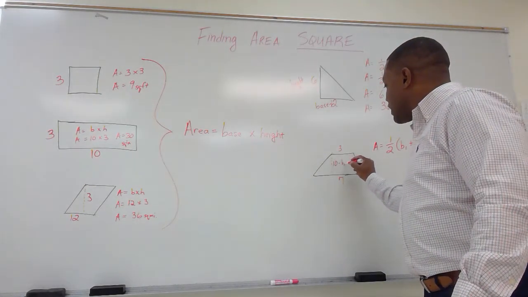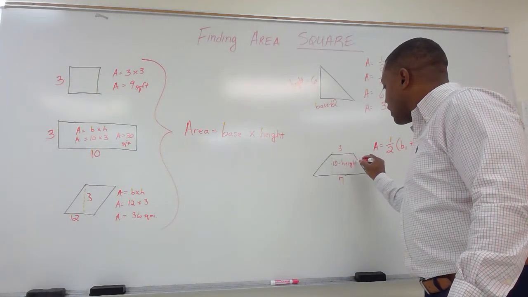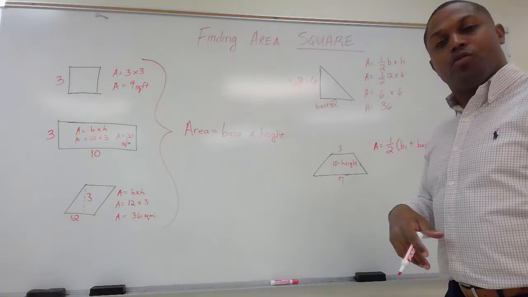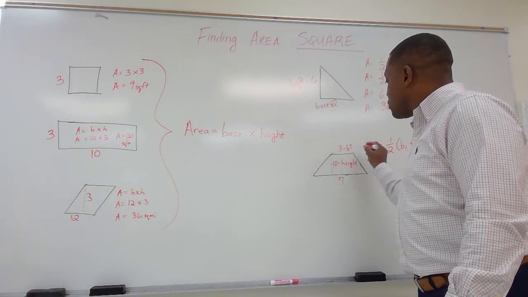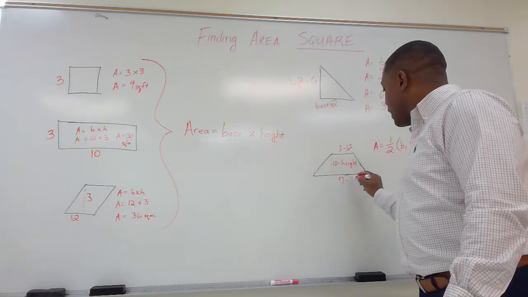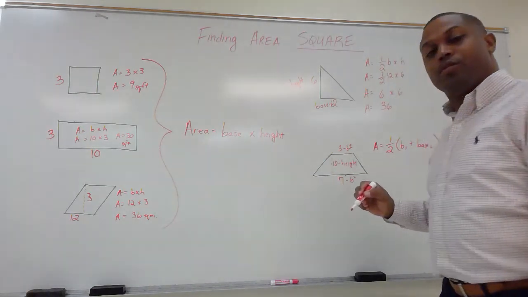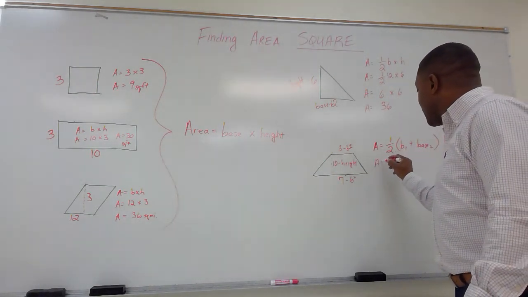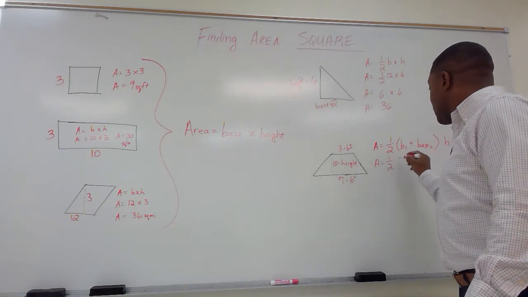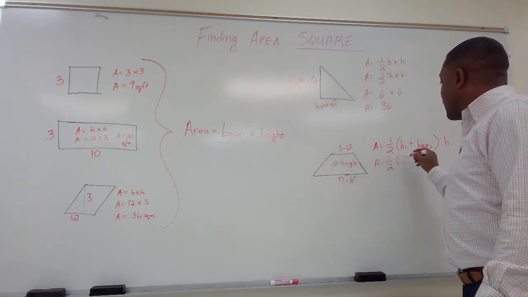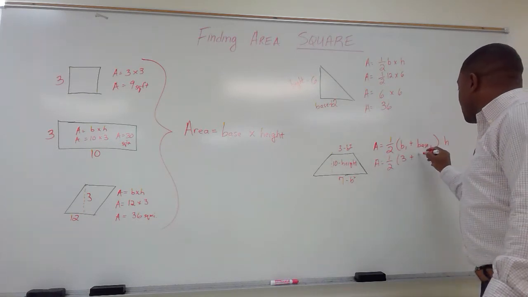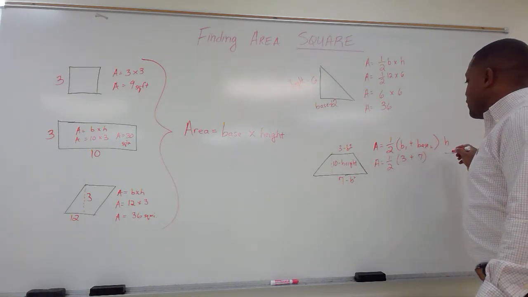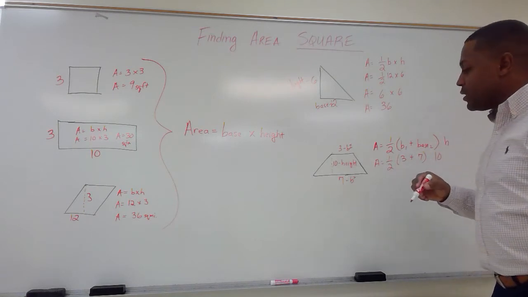So now I'm simply going to take the numbers provided and put them into the formula provided. We know this is the height. Base 1 and base 2 are interchangeable. So let's say this is base 1, and this is base 2. With that being said, area equals 1/2 times base 1, which is 3, plus base 2, which is 7, times the height, which is 10.